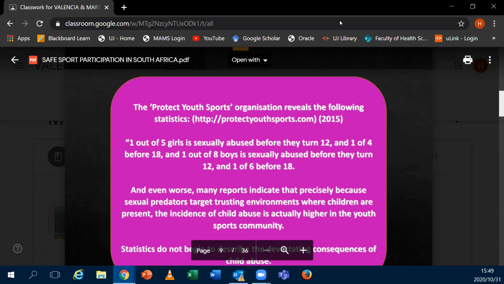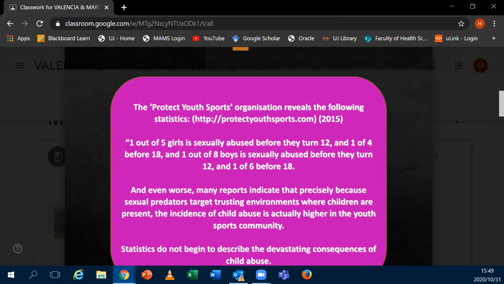So if you just take these stats and apply them to your group of athletes that are coming through to you every single weekend or every day, what are the chances that one of your girls or one of your boys has had some kind of sexual abuse happen to them at some point?